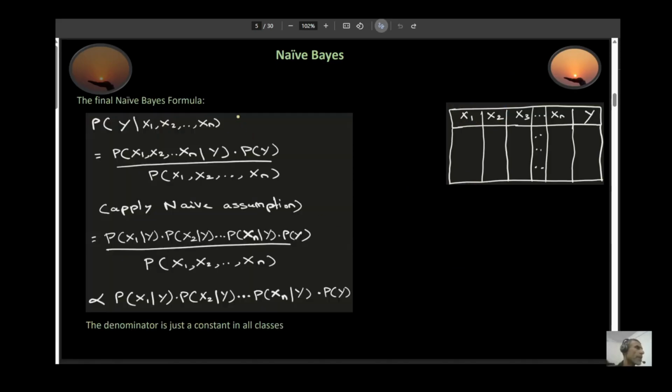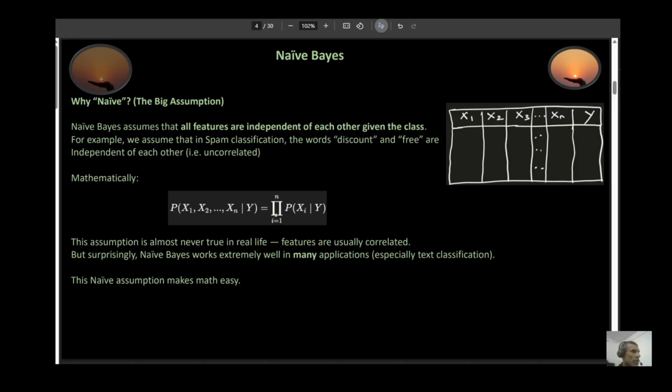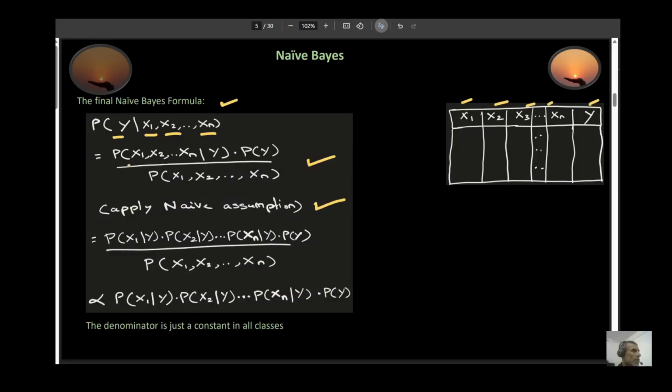And now the final Bayes formula. So the probability of Y given the features X1, X2, Xn, these are my features right here, and Y is the label. The probability of that label given X1, X2, Xn is equal to this expression. This is your Bayes theorem right here. And then we apply our naive assumption. Using this assumption, this term expands into this term.